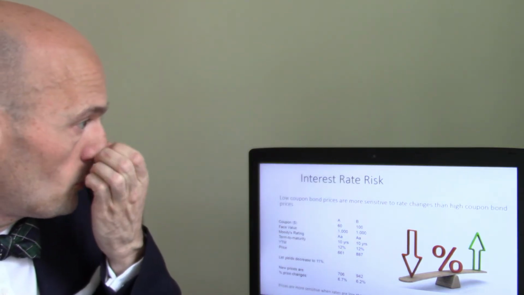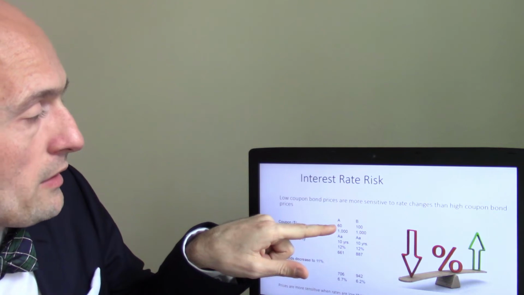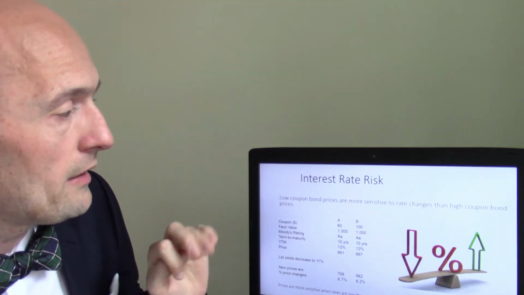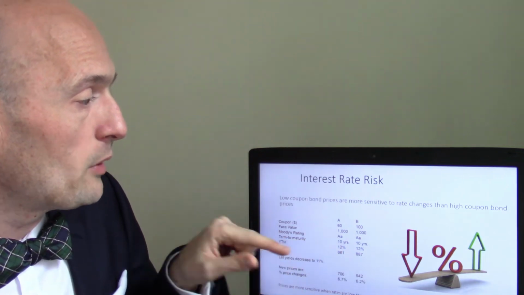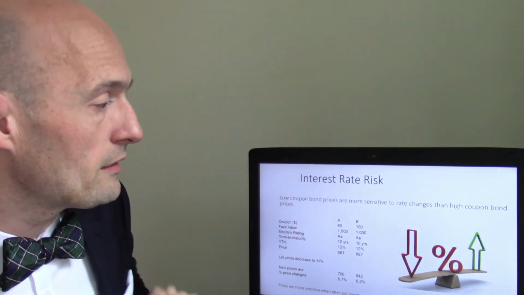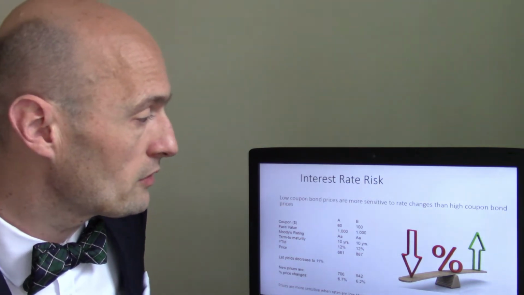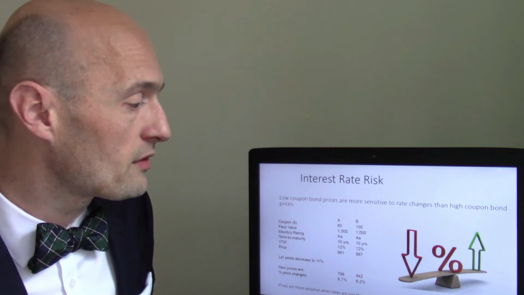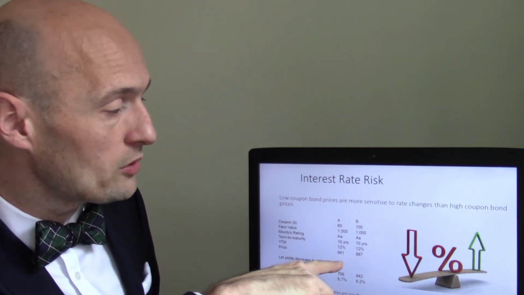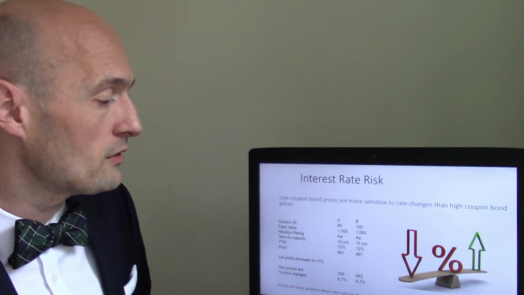We take two bonds here. We've got a bond that pays a coupon of $60 and another one that pays $100. They are both 10-year bonds. They both have the same rating and a face value of $1,000. They each have a yield to maturity of 12%. The first one is worth $661 and the second one is worth $887.